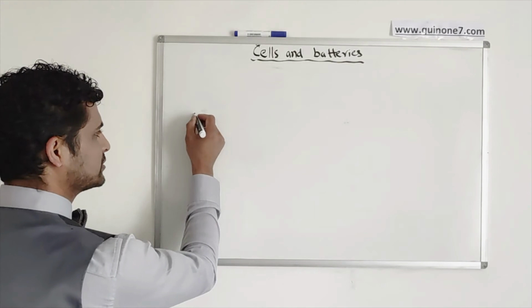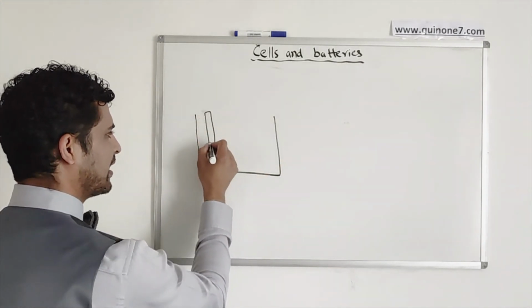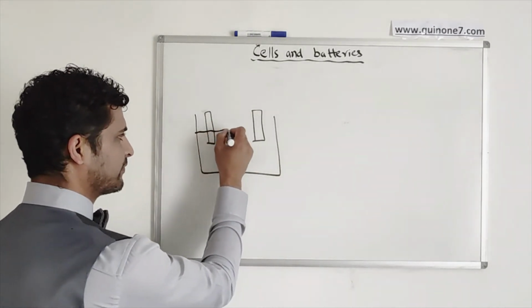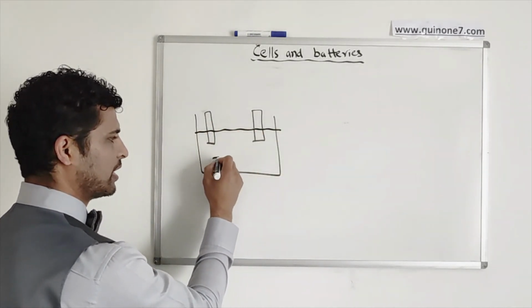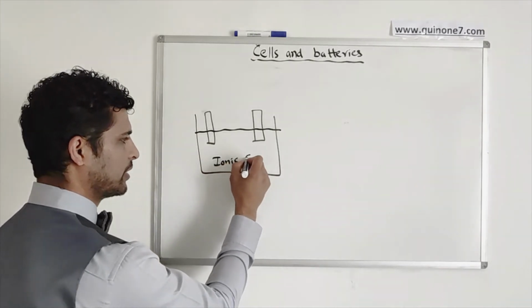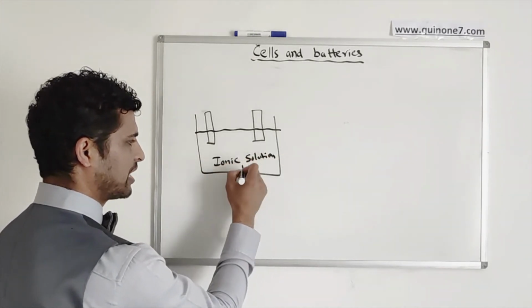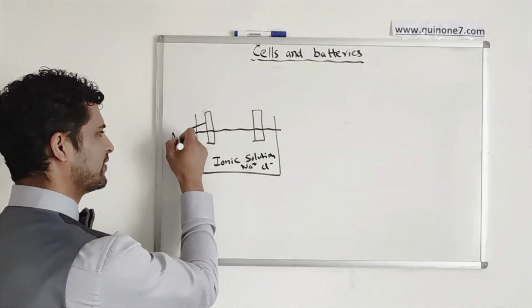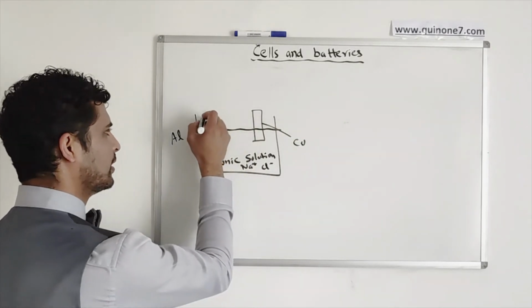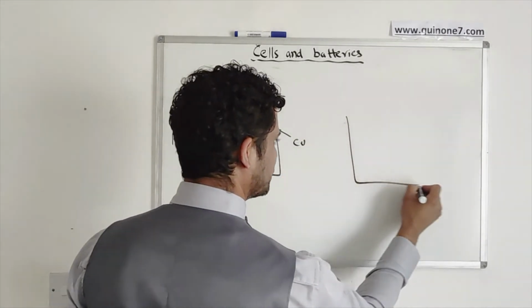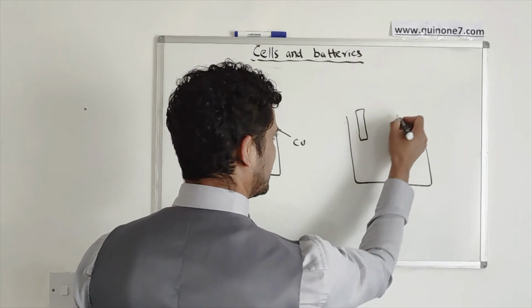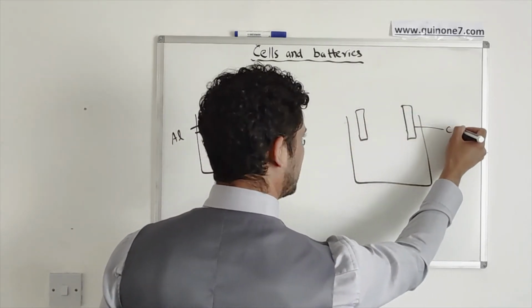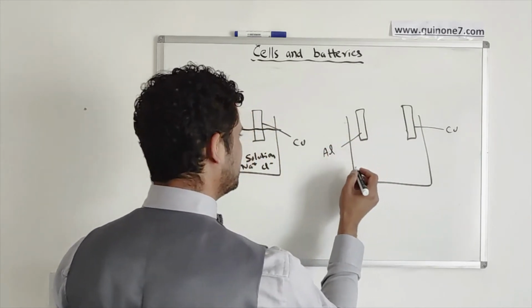If we can draw one cell, for example, you have a beaker or obviously a container where you have a solution of an ionic compound. The ionic solution can be sodium chloride. You have two metals, for example aluminium and copper, so you have a cell where you have two electrodes. One is made of copper and the other is made of aluminium.